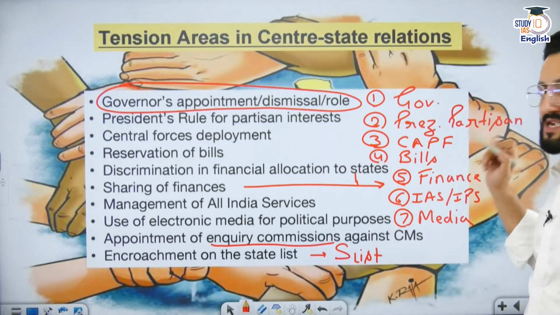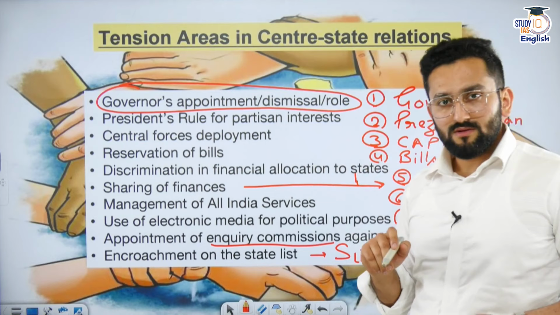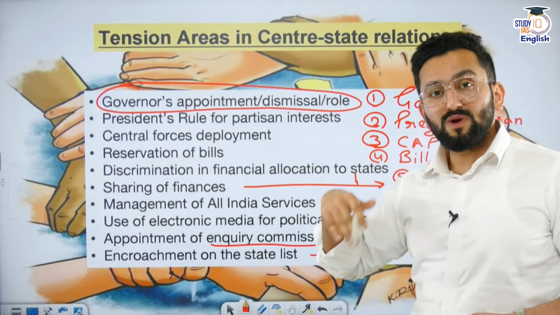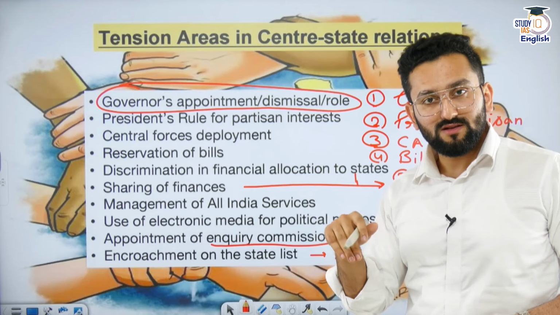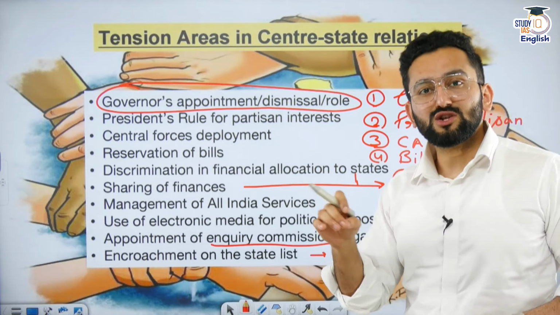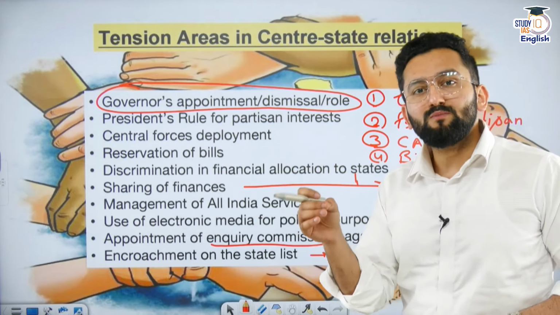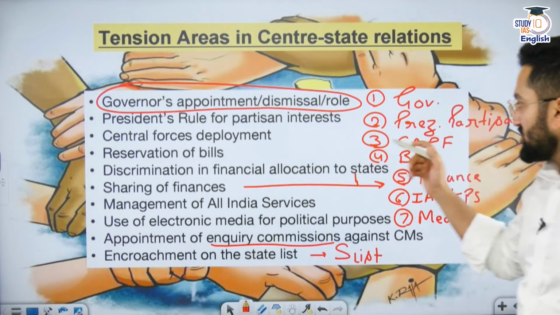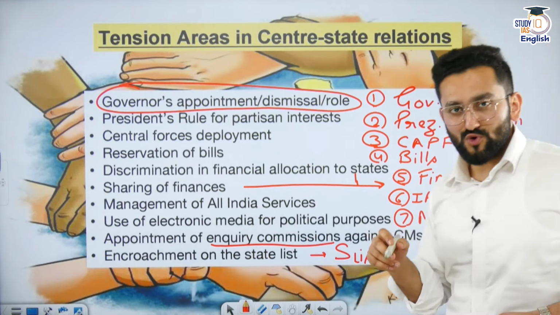Second, president being partisan. There are several occasions where the governor reserves a bill for the honorable president, and sometimes this bill gets stalled, which actually hampers the legislative power of the state. Another issue is central armed police forces.